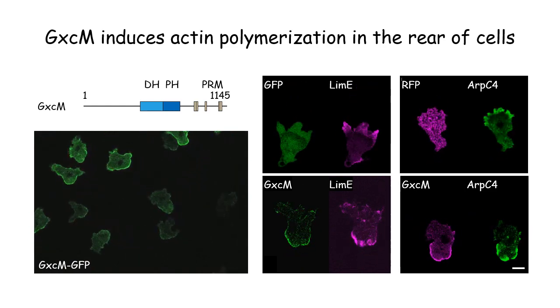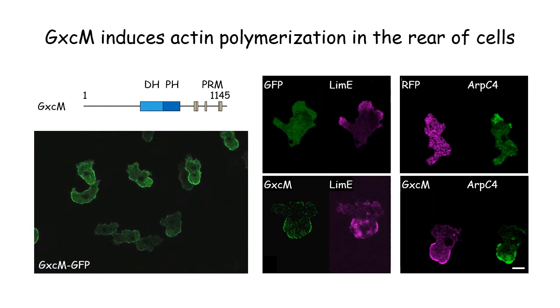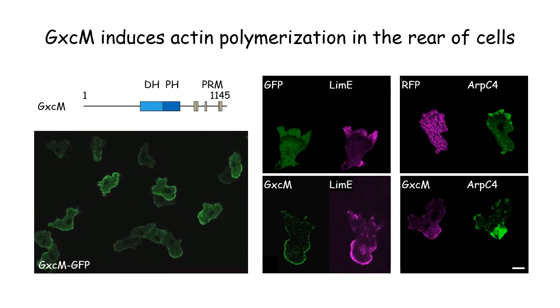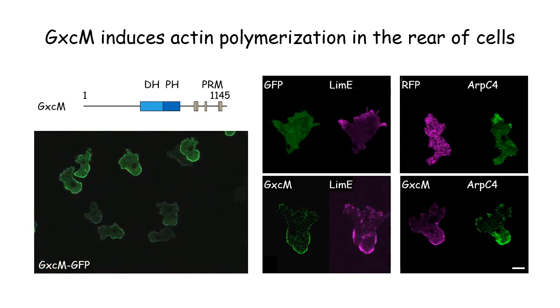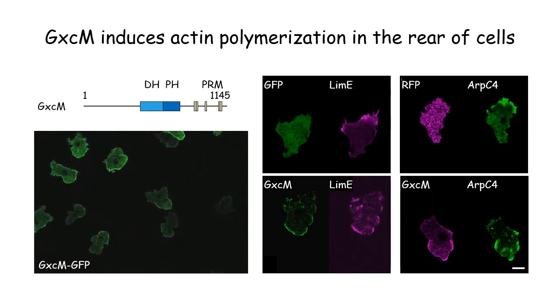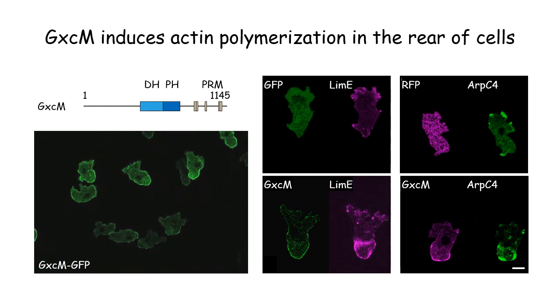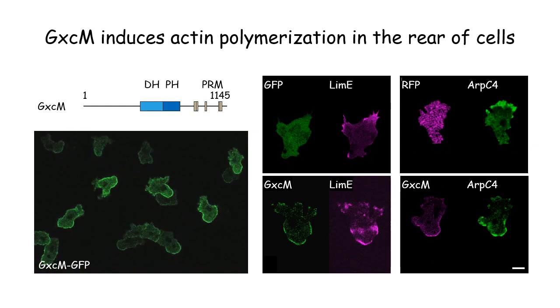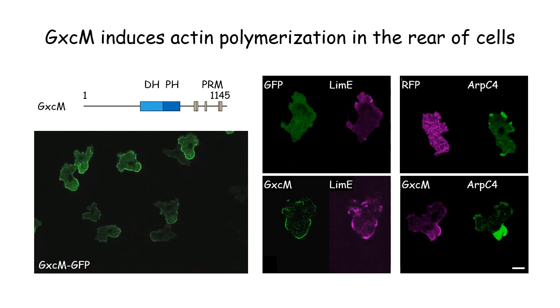Previously, using Dictyostelium, we screened for PH domain containing proteins that localize specifically in the rear of cells. From that screen, we identified a putative Rho GEF protein GxcM, which is composed of a PH domain, a DH domain, and a C-terminal proline-rich motifs.